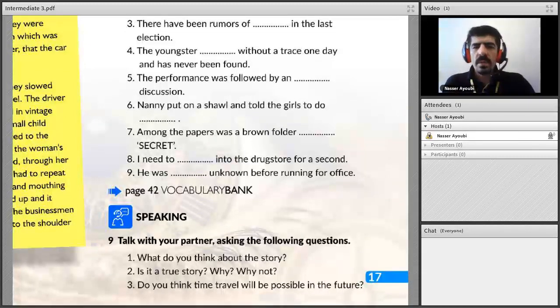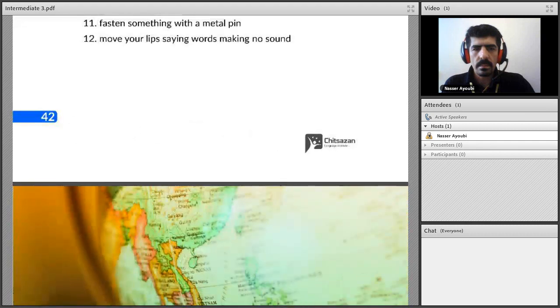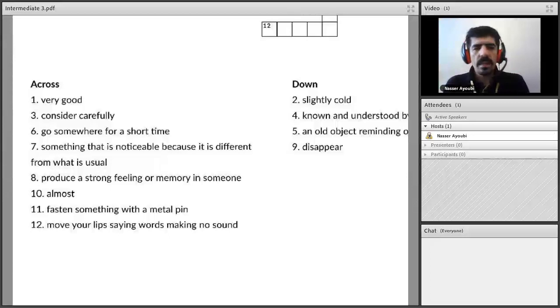Page 42, Vocabulary Bank. So, these are the vocabulary of page 17 in unit 2.2. Okay. Across. Very good. Mint. Consider carefully, ponder. Go somewhere for a short time, pop into somewhere. 7. Something that is noticeable because it is different from what is usual, it is anomaly. 8. Produce a strong feeling or memory in someone, evoke. 10. Almost, virtually. 11. Fasten something with a metal pin, rivet.